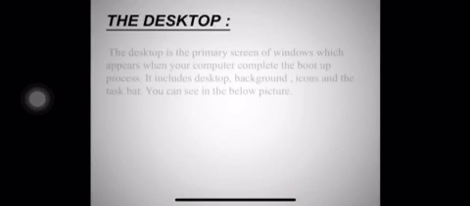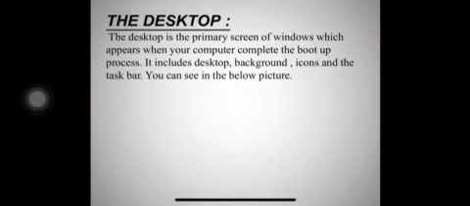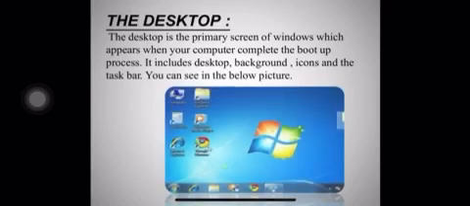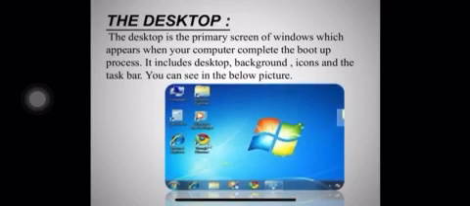The desktop. The desktop is the primary screen of Windows, which appears when your computer completes the boot up process. It includes the desktop background, icons, and the taskbar. As you can see in the picture given below is the screen which appears on your computer after the computer completes the boot up process. This screen is known as the primary desktop.